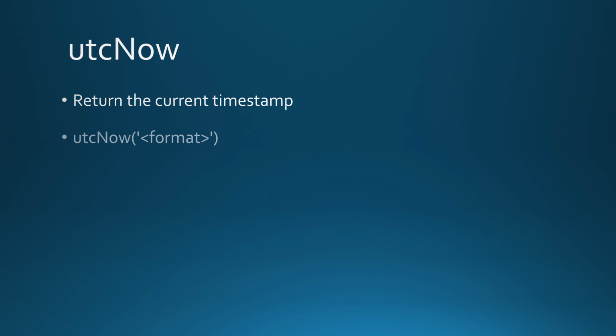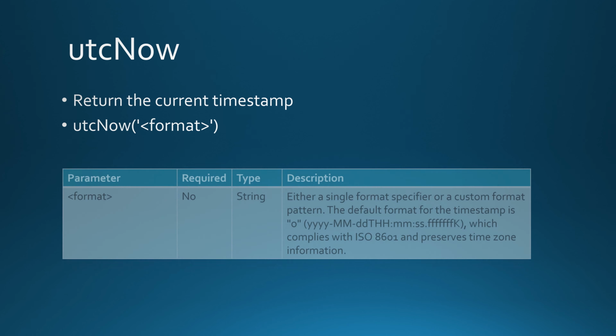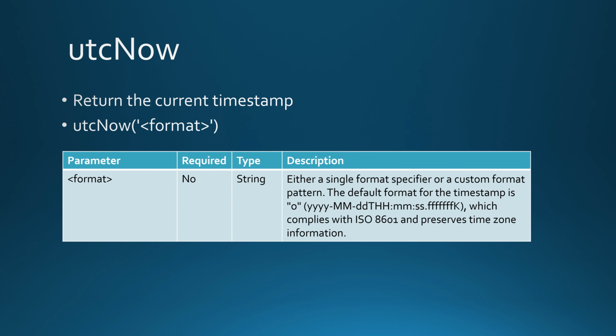Next, let's cover another function that is very commonly used in Data Factory, and that is UTCNow. This function will return the current timestamp in the UTC time zone. The syntax for this function is UTCNow, open parentheses, then the optional format and the closed parentheses. And this format is optional, since if we don't specify it, we get a default ISO standard timestamp out of this function.